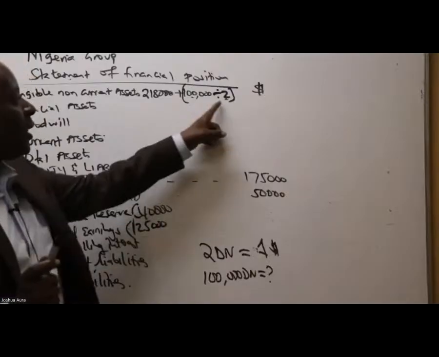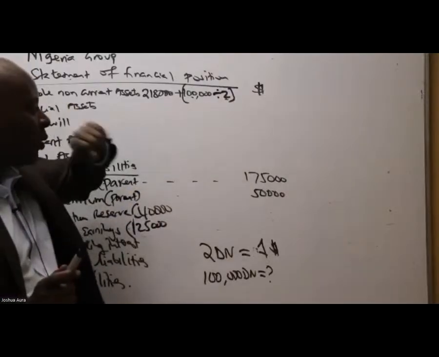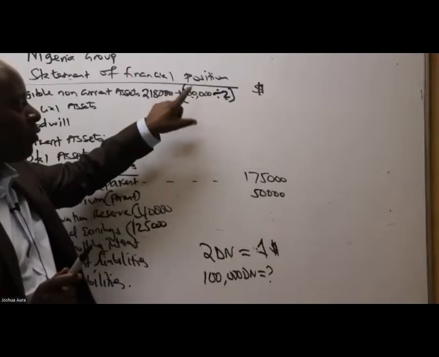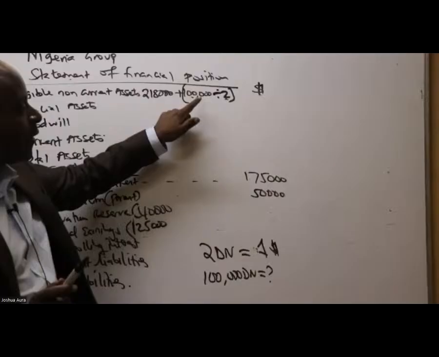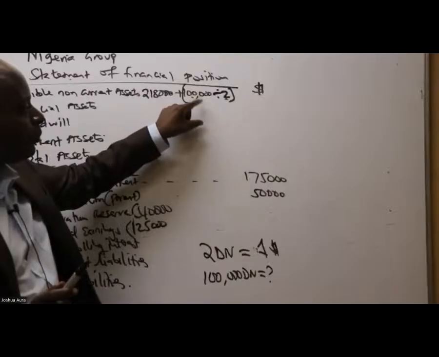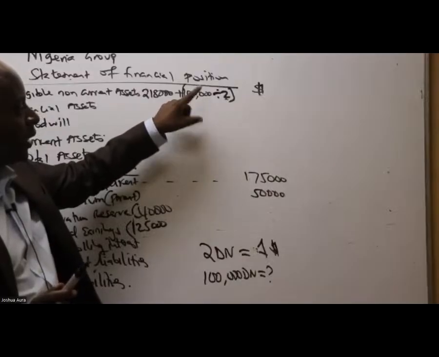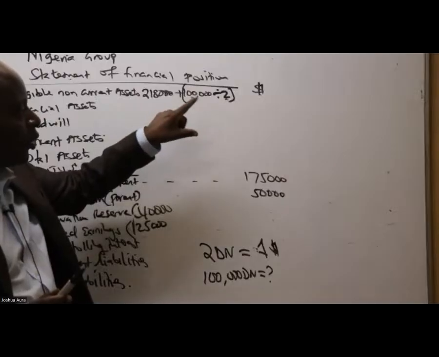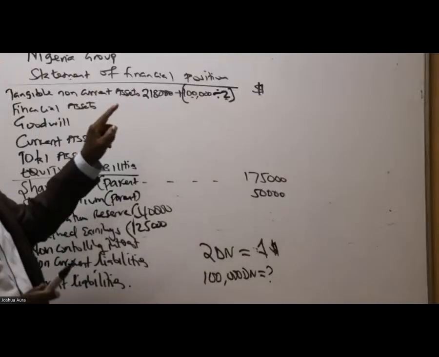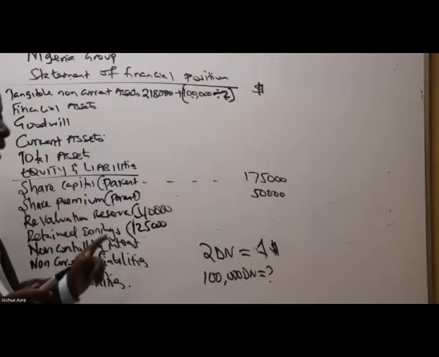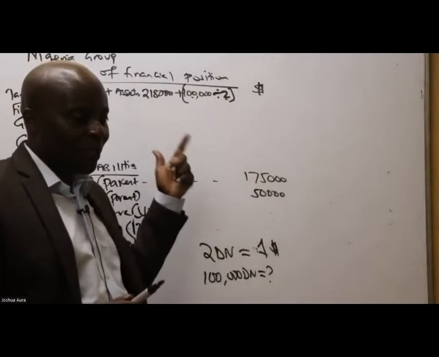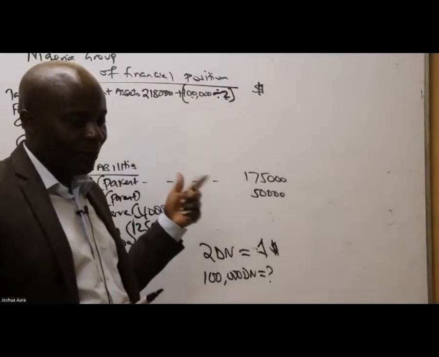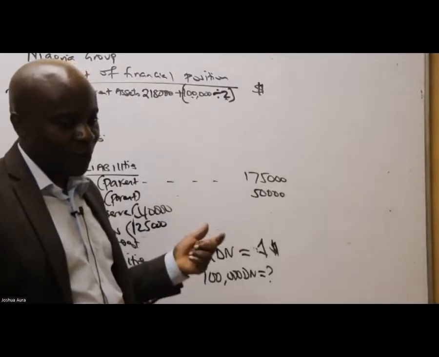If it's DN and DN, the only way of doing away with the DN is to divide, for purposes of canceling DN and DN. You divide like that. Don't yet pick up your calculator, because later on I'll be bringing in the issue of revaluations. Remember, later on we shall be bringing in revaluations.